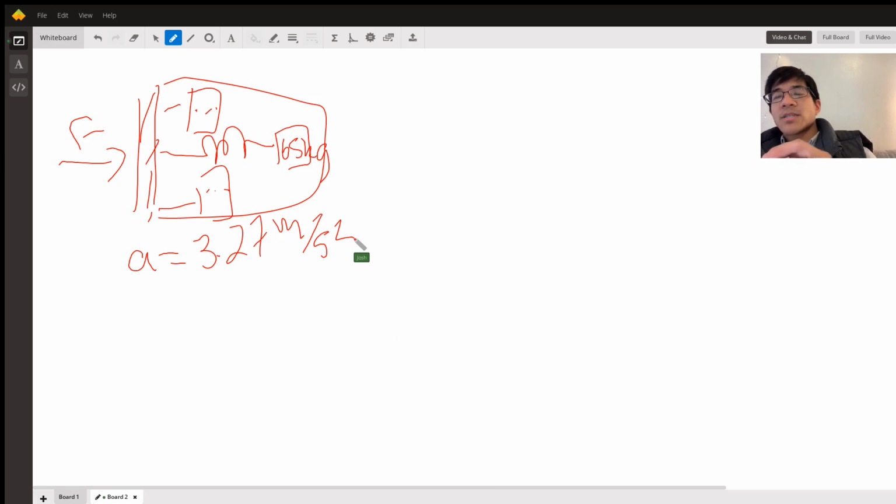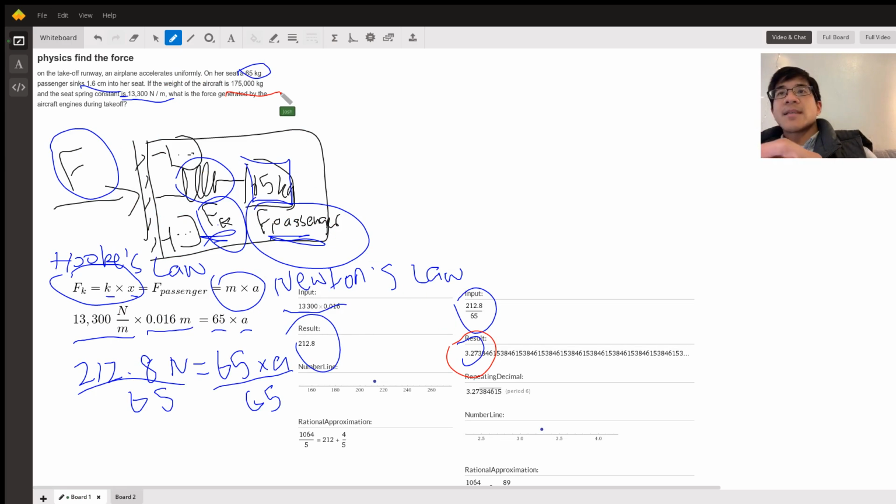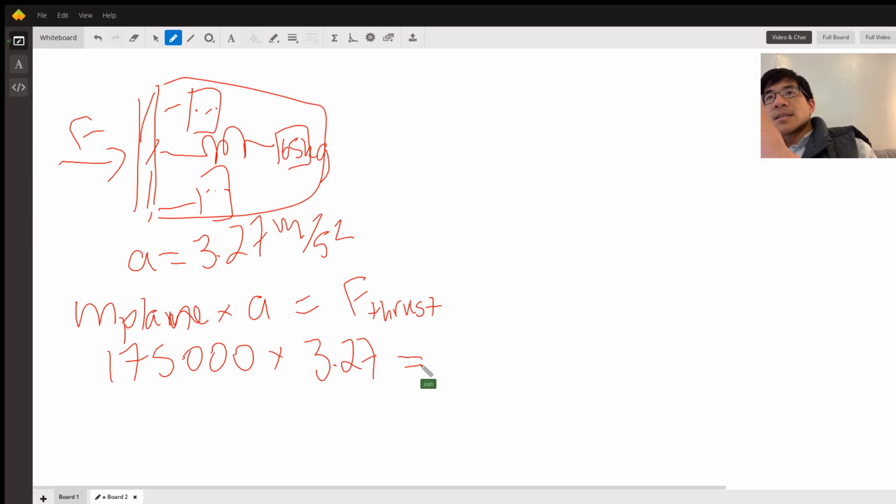So how are we going to find the force in the plane? We're going to model it using Newton's second law again. That's the mass of the plane times the acceleration of the plane, or everything on board, equals the force of the thrust. The mass of the plane is given in the problem, 175,000 kilograms. So we're going to do 175,000 kilograms times the acceleration, which is 3.27, and we'll find the force of the thrust. So we'll just calculate that really quick.